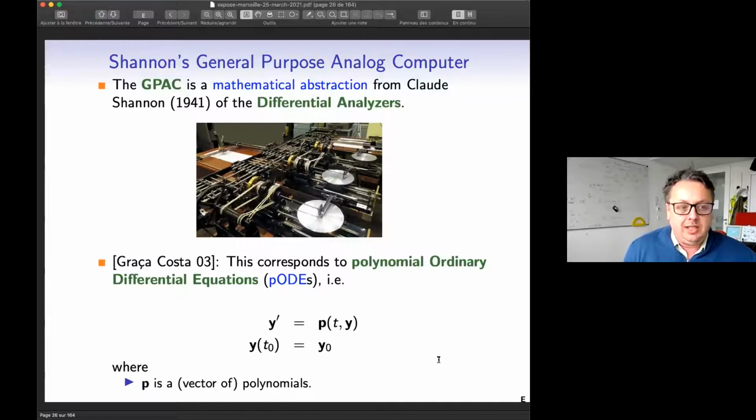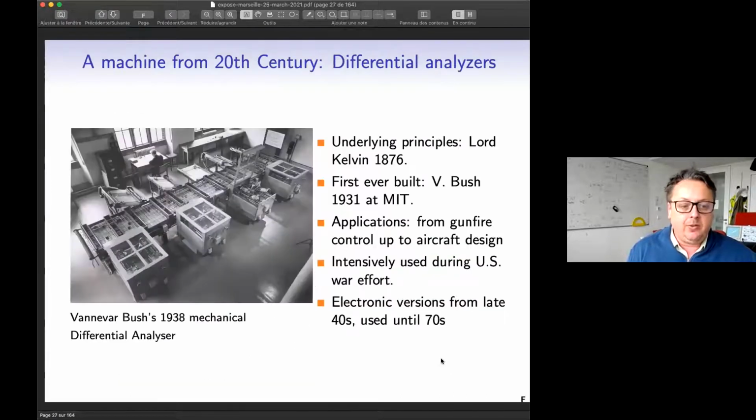So this is the GPAC, and the GPAC is a mathematical abstraction of a machine that existed. You have here a picture of the first, not the first, but the second that was built historically. The first was built in 1931 at MIT. It was purely mechanical. The one that you see here is the 1938 version. So it's a purely mechanical machine. It's working over continuous quantities which are encoded using angles.